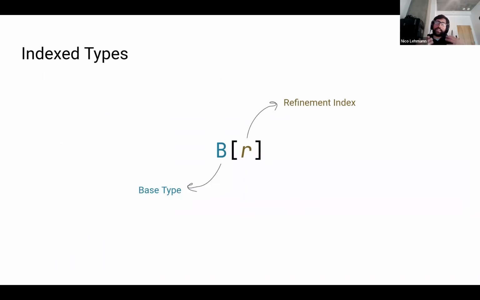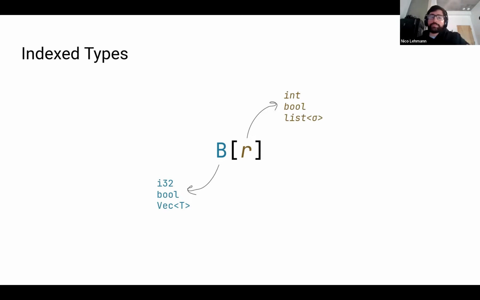The most basic, the most fundamental refinement type in Rust is what we call an index type. We use this syntax. An index type is formed from a base type and a refinement index. A base type can be any of Rust's types, so we can have an i32, a Boolean, a vector, and the refinement index is some expression in the logic, a pure expression that can be of some sort, like pure integers, pure Booleans, maybe lists of polymorphic sorts, stuff like that.